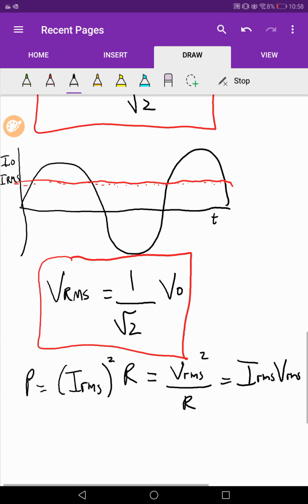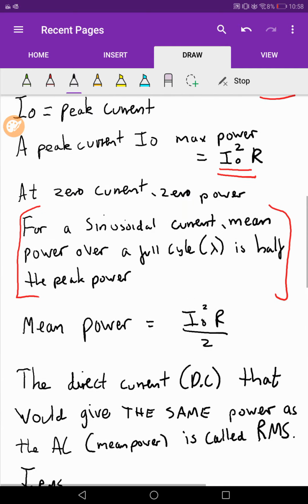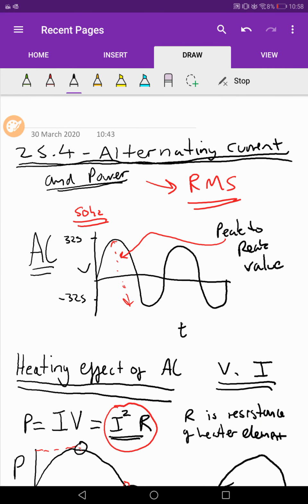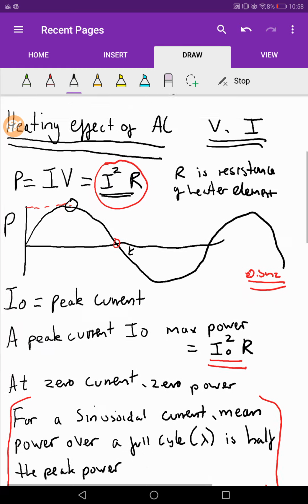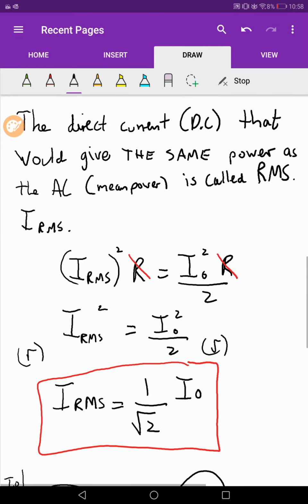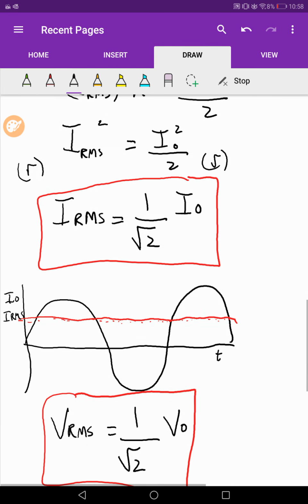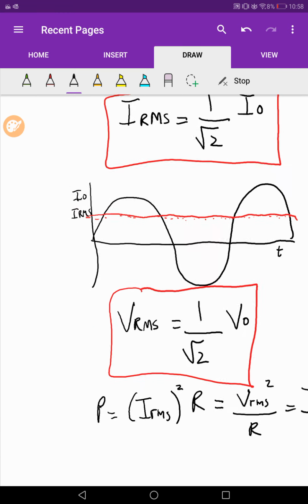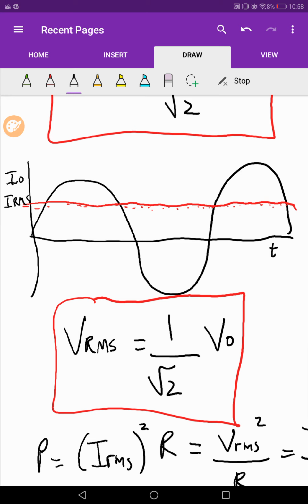So this has been a short lecture on what the RMS value means and how we calculate it. So it's not too complicated. It just means what is the value of current that I would need to give the same heating effect if I was in DC rather than AC.